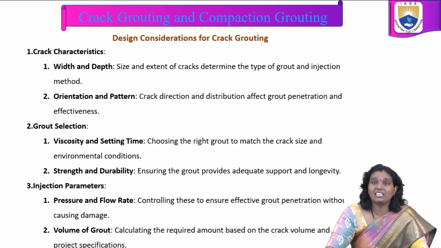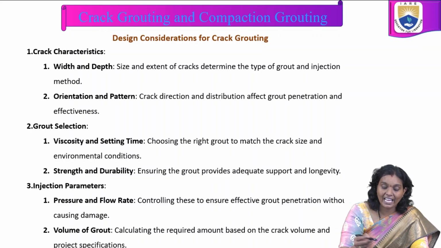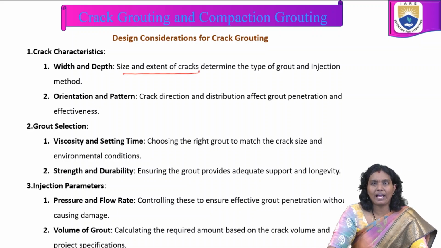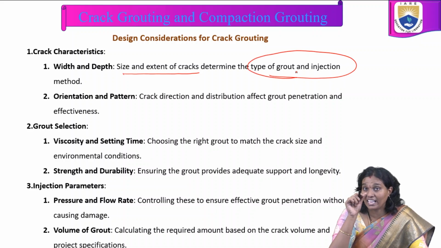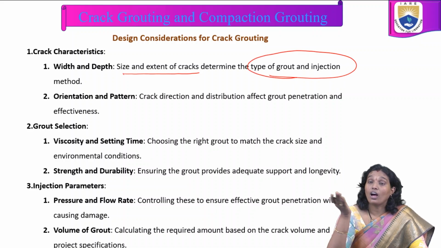Coming to the design considerations for crack grouting: crack characteristics, grout selection and injection parameters. Under crack characteristics: width and depth, orientation and pattern. Under grout selection: viscosity and setting time, strength and durability. Under injection parameters: pressure and flow rate, and volume of grout. Based on the width and depth, size and extent of cracks, we determine the type of grout and injection method. We choose based on how large the crack is, how far it extends and how it behaves.